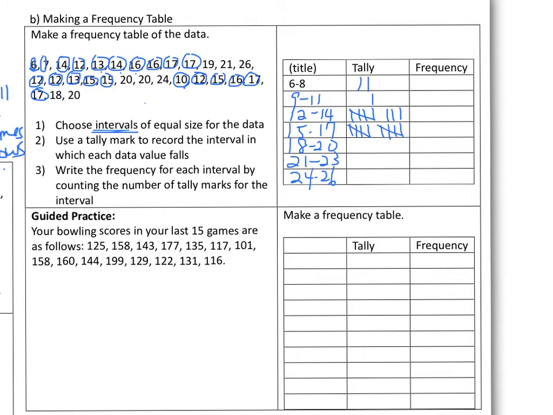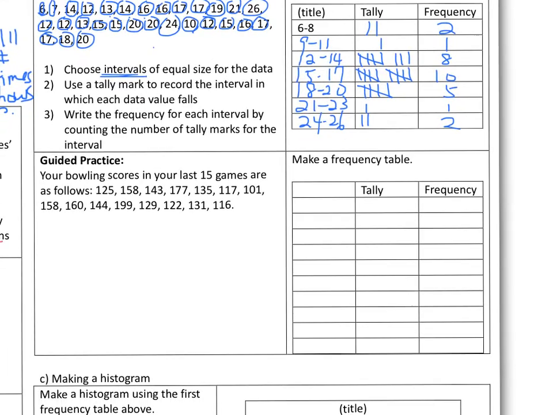And 18 to 20. 1, 2, 3, 4, 5. 21 to 23. 1. And then you have 24 to 26, 2. So let's count the number of tallies. 2, 1, 8, 10, 5, 1, 2. Okay, it's a little annoying, but this is how we organize data.